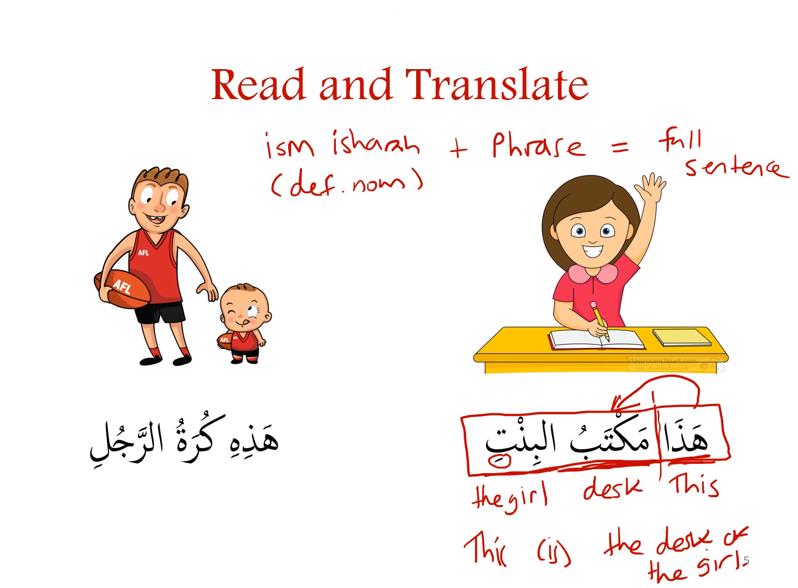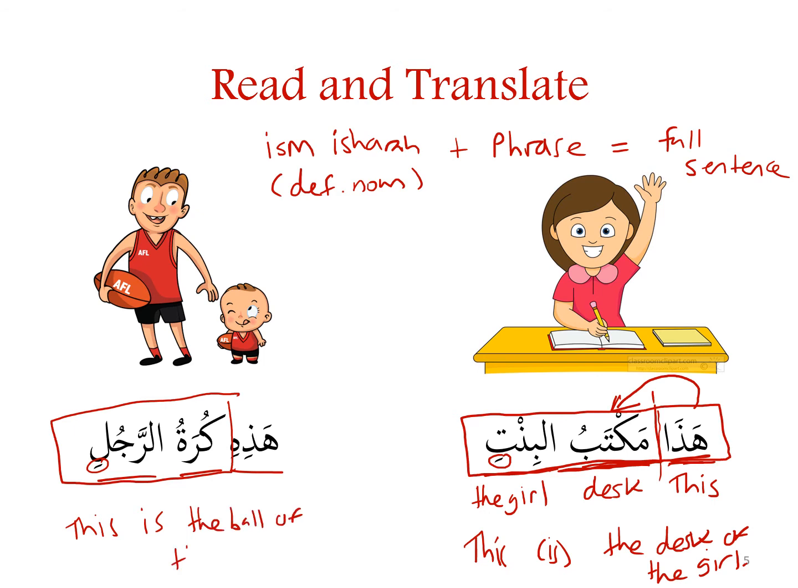Here we have another example, هذه, so an ism ishara followed by an idhafa phrase, which we recognize again because a noun with no alif lam, no tanween, followed by a noun ending with a kasra. So mudaf, mudaf ilayh. هذه means this is. Kuratu means the ball. Al-rajuli, the man. This is the ball of the man.